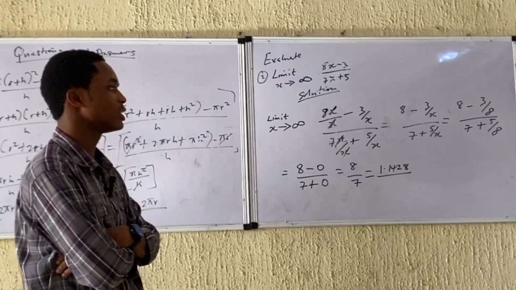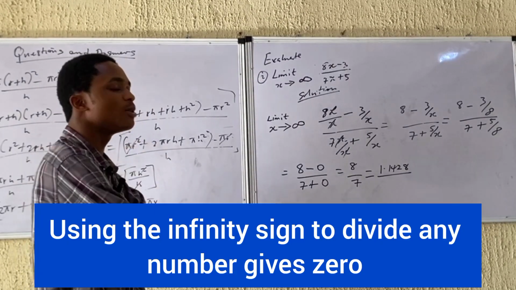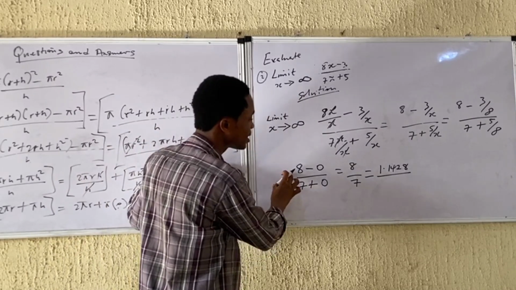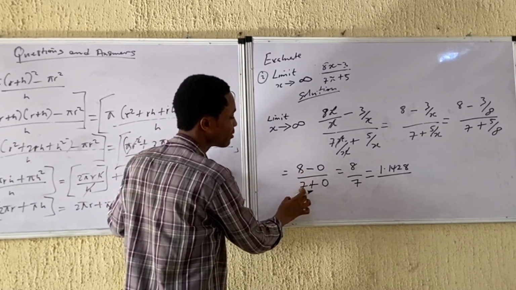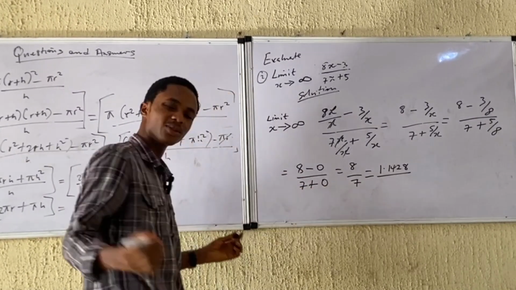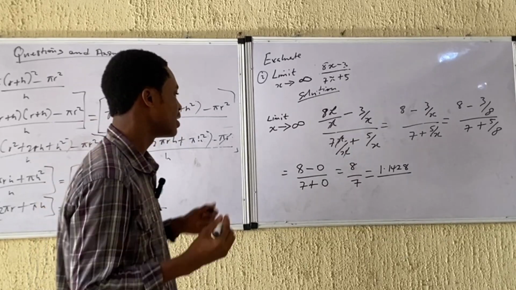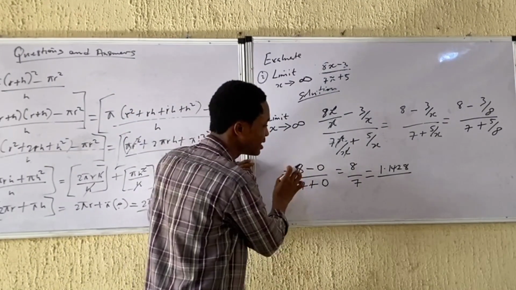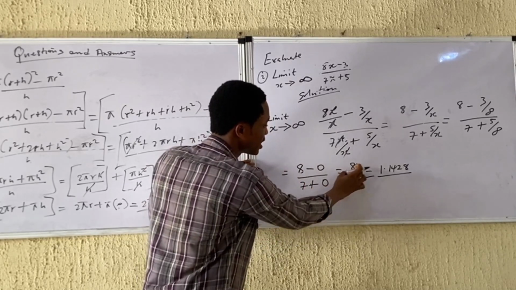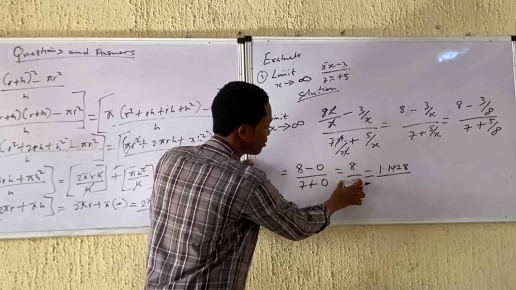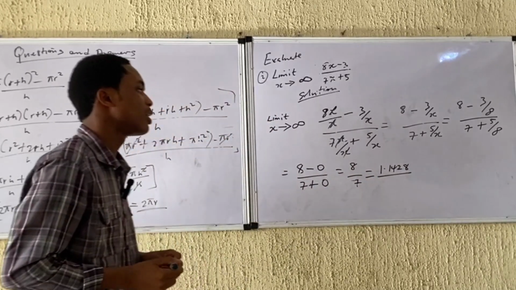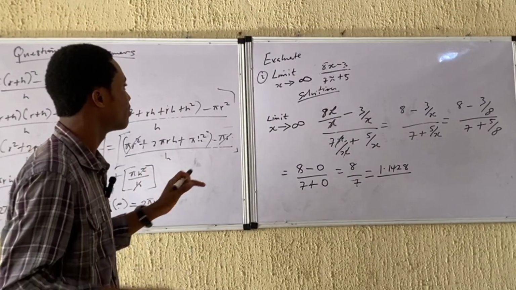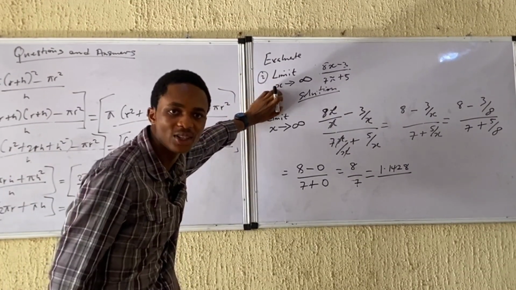Anywhere we see infinity leading to this, it is synonymous to 0. It is equal to 0. Equal to 8 minus 0 all over 7 plus 0. 0 is 0. 0 is nothing, actually. Minus 0 is still 0. 0 is nothing. We just pick out the 8 and 7. 8 over 7 equals 1.1428. So that is it about limits leading to infinity.